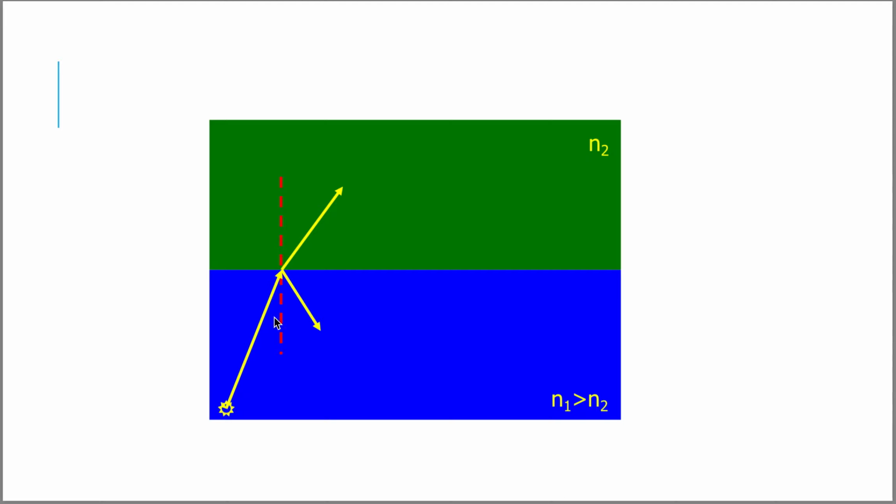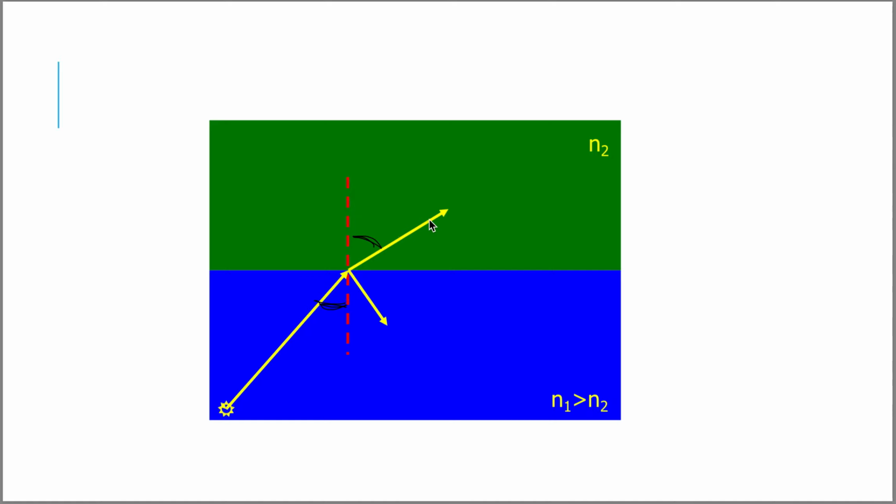Now we're going to have this light be incoming at an angle. So again, we'll have some of it reflected, at the same angle of reflection, and some of the light will be refracted. What we notice as we keep increasing the angle of incidence, which is right here, is that the refracted ray bends further and further away from that normal line.